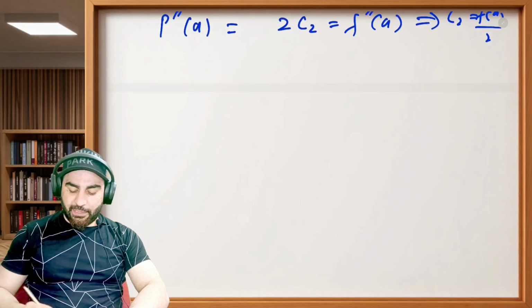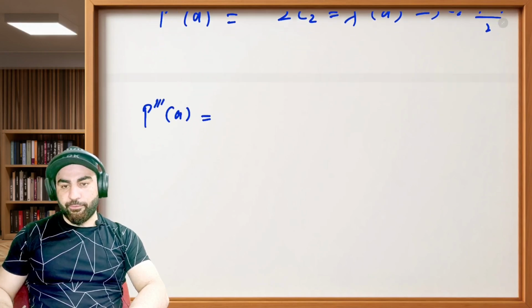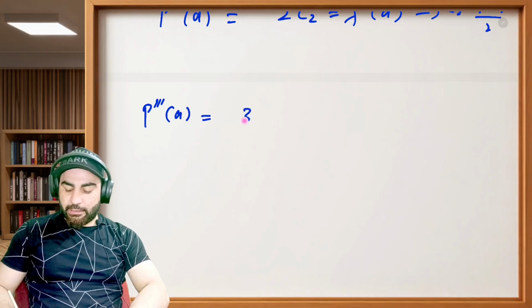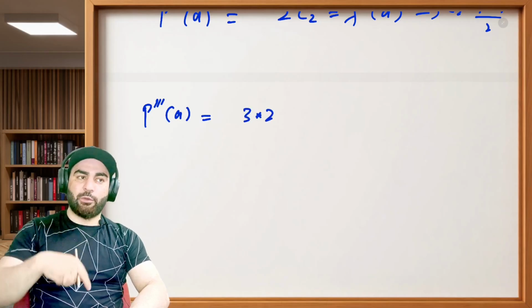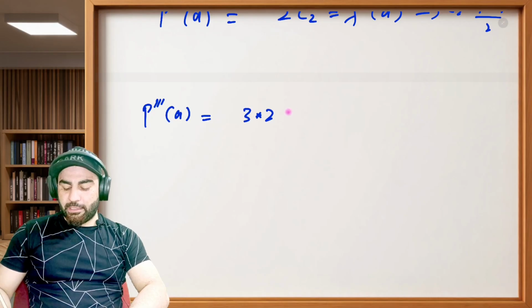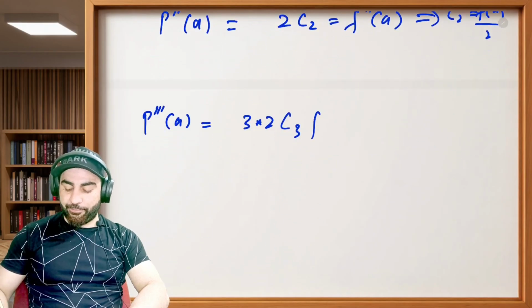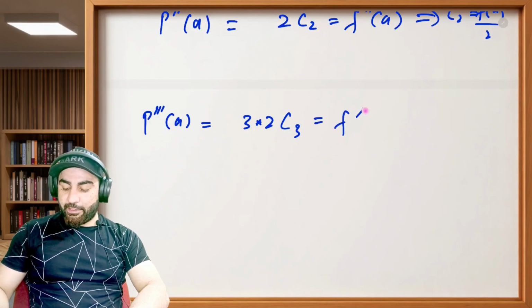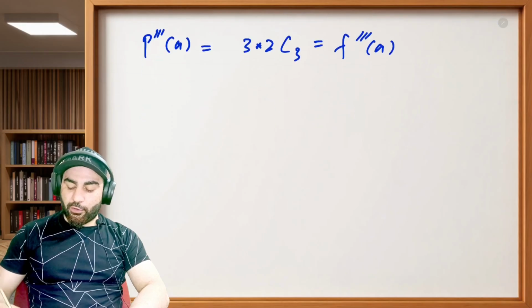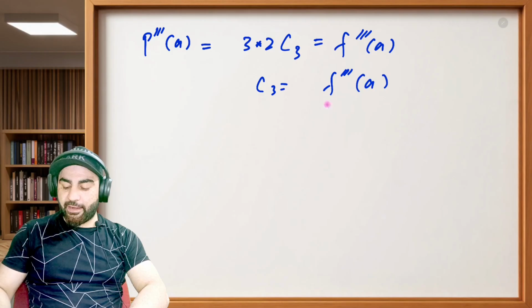Similarly, p triple dash of a is equal to, if you see, 3 multiplied by 2, because you do that n minus 1 to 1, so 3 multiplied by 2 basically, and then you will get some c3. So this should be equal to f triple dash of a, and now c3 will be equal to f triple dash of a divided by 3 multiplied by 2.